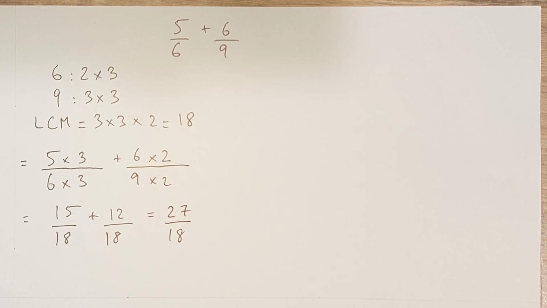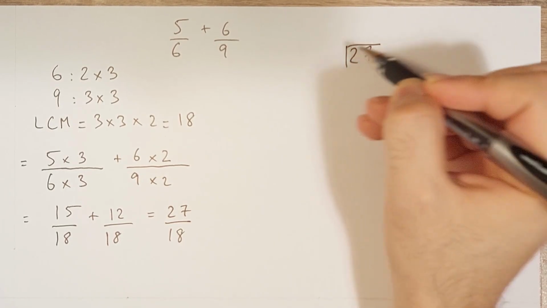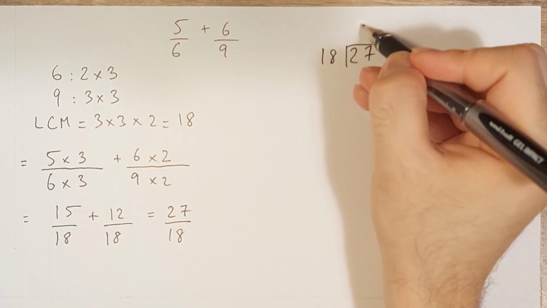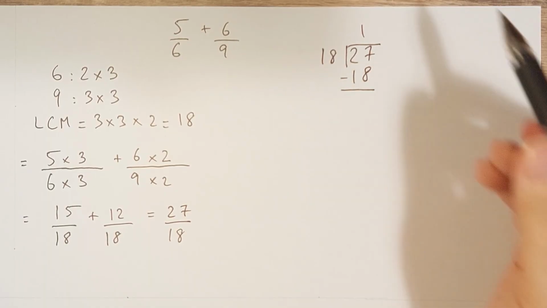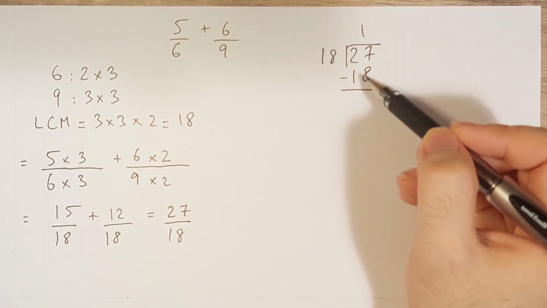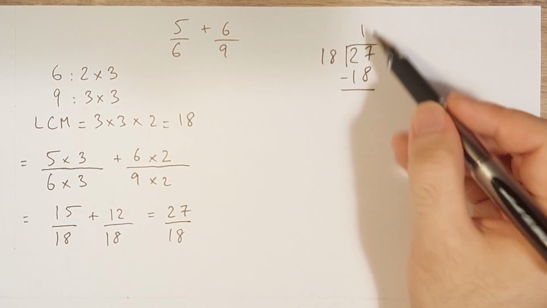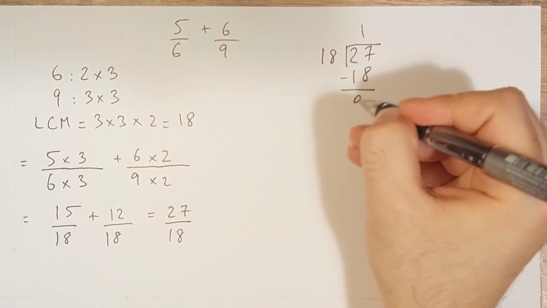Again, this is an improper fraction. The numerator is greater than the denominator, so we will convert it into a mixed number. If we multiply 18 by 1, we get 18. We can't multiply 18 by 2 because that would make it 36, which is greater than 27. And we subtract. We get 9.